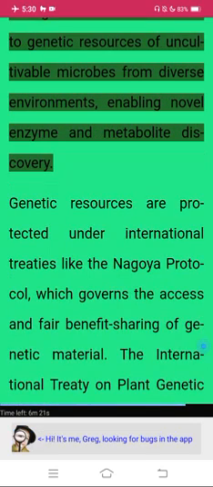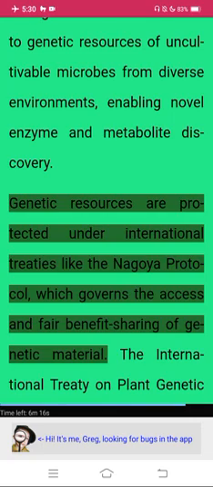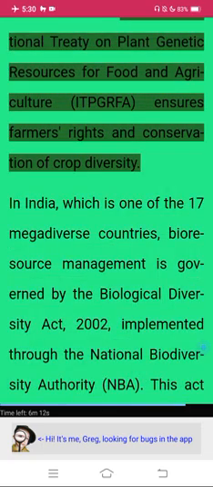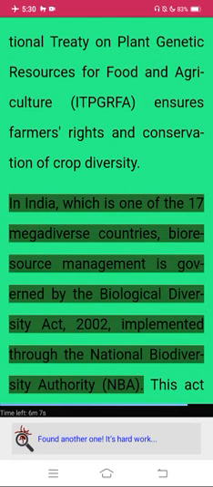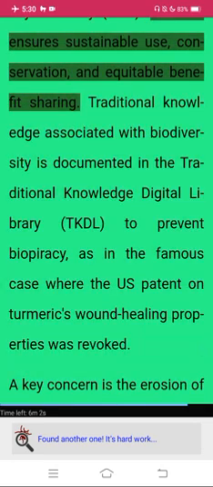Metagenomics allows access to genetic resources of uncultivable microbes from diverse environments, enabling novel enzyme and metabolite discovery. Genetic resources are protected under international treaties like the Nagoya Protocol, which governs the access and fair benefit sharing of genetic material. The International Treaty on Plant Genetic Resources for Food and Agriculture (ITPGRFA) ensures farmers' rights and conservation of crop diversity. In India, which is one of the 17 megadiverse countries, bioresource management is governed by the Biological Diversity Act, 2002, implemented through the National Biodiversity Authority (NBA). This act ensures sustainable use, conservation, and equitable benefit sharing.